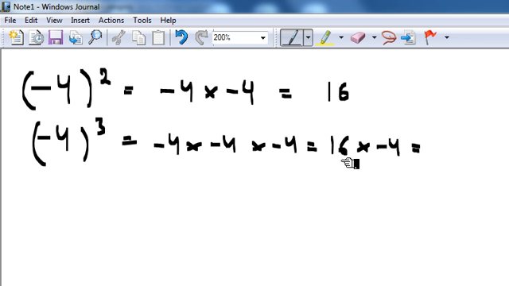Let's take the numbers first without the plus and minus. So 16 times 4 is 64. And we have plus and minus. And when we multiply, it's going to be minus. So a positive number times a negative number is going to be minus. It's going to be negative. Okay.